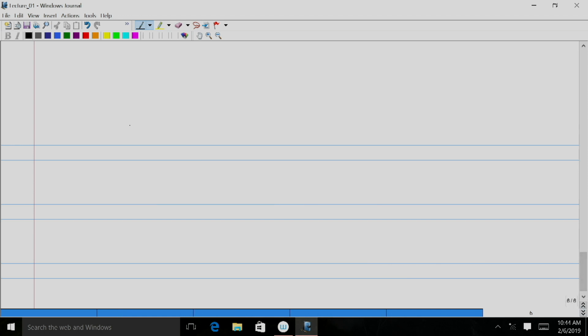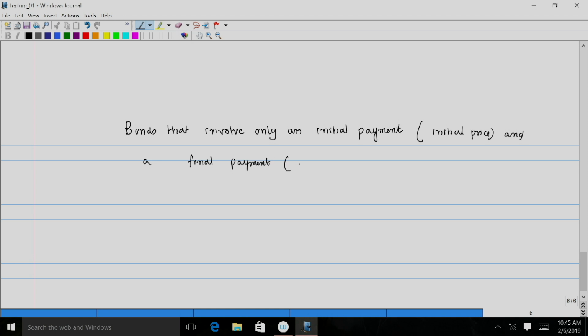Next, we will talk about another classification of bonds, namely bonds that involve only an initial payment, which we call the initial price or simply the price, and a final payment which is known as the nominal or face value.